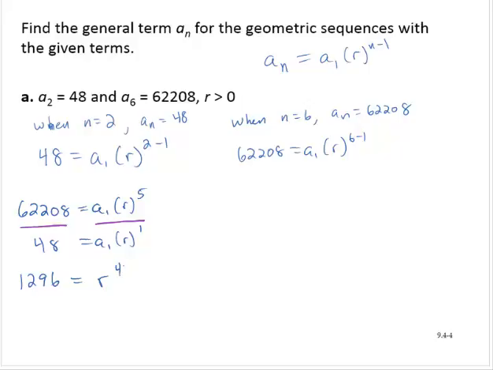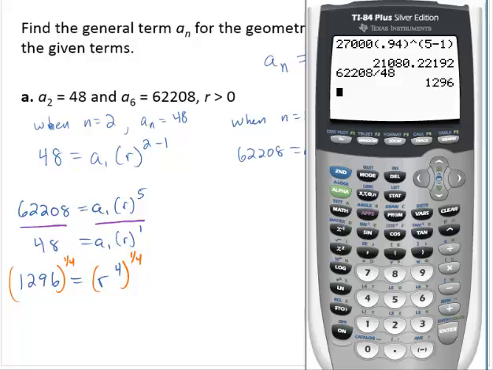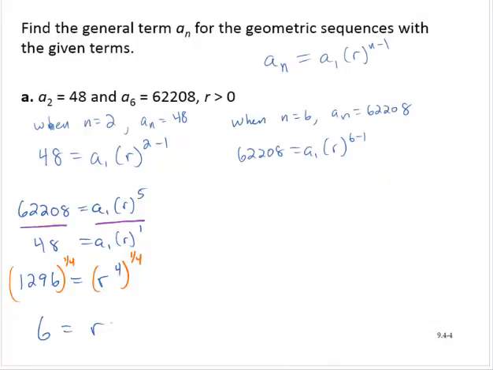So we now have a power equation, and we've learned to solve them by using exponents. So I raise both sides of this equation to the 1/4 power. 1,296, raise that, and be careful when you raise it to a fractional power, you need to put that in parentheses. 1,296 to the 1/4 power is 6, and so 6 is equal to r.